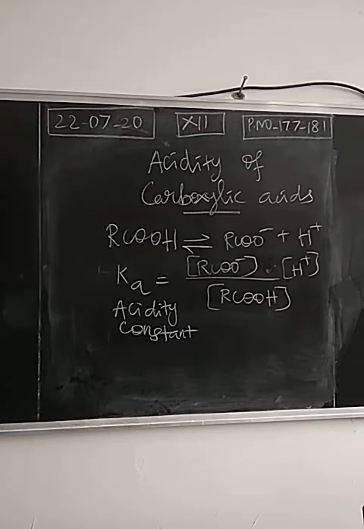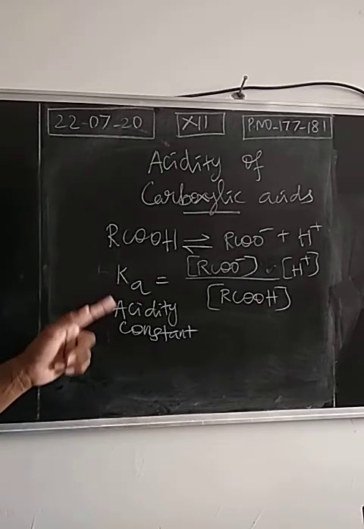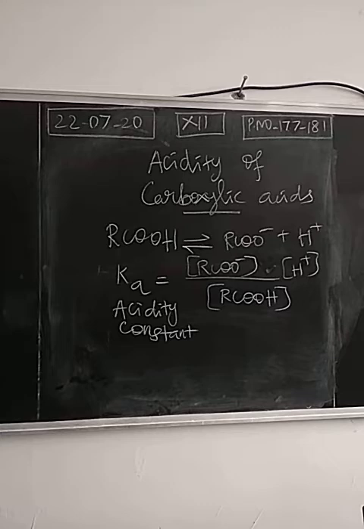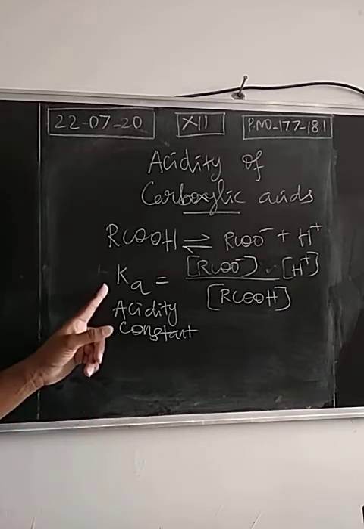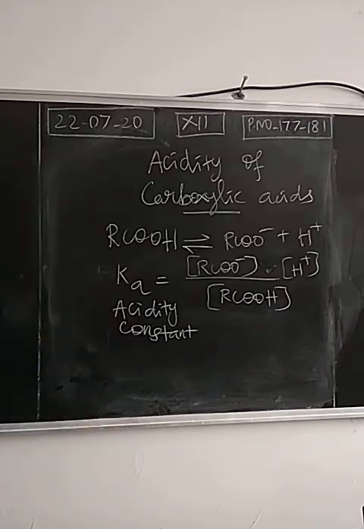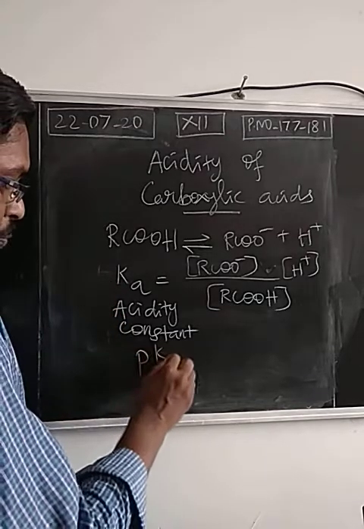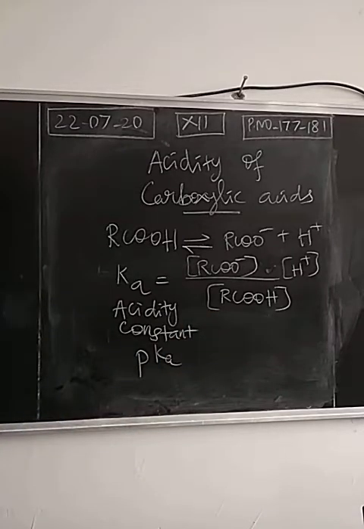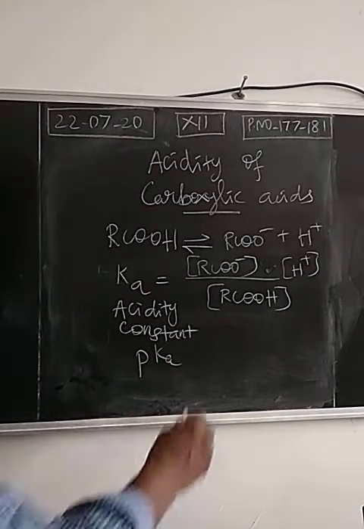What is the general trend? If the Ka value is more, then the acid will have more acid strength, which will be a strong acid. The acid with more Ka value. If the acidity constant is more, the acid strength will be more. So this is the general concept. Then Ka can also be represented as pKa, power of Ka, right? pKa means power of Ka.